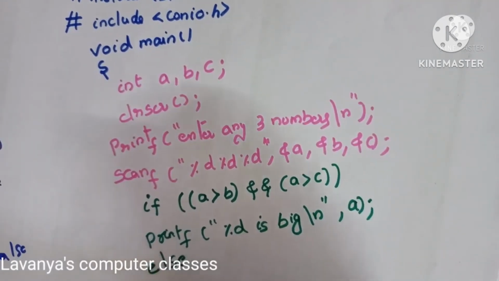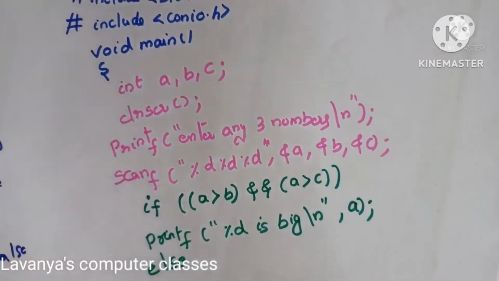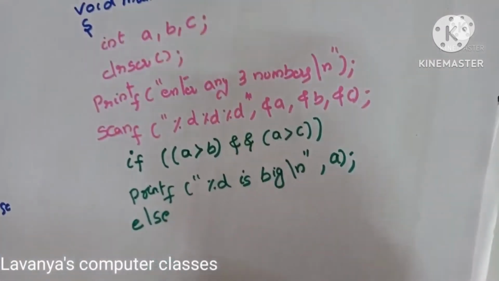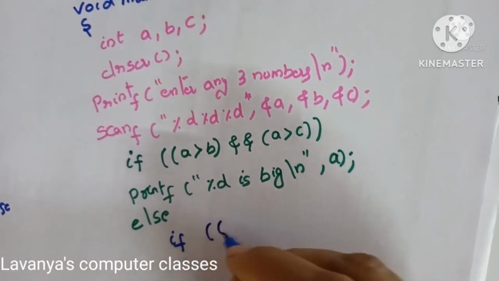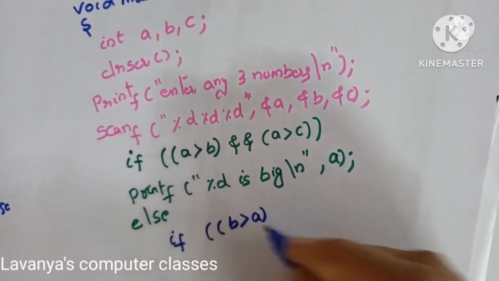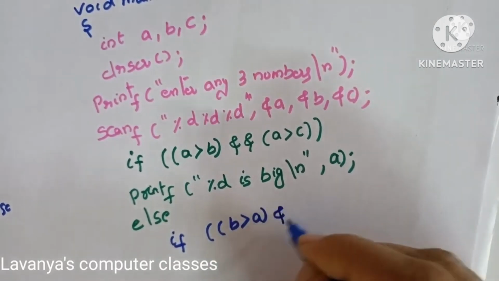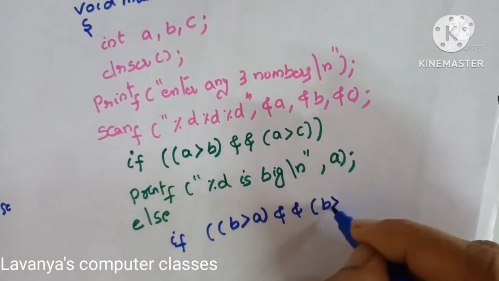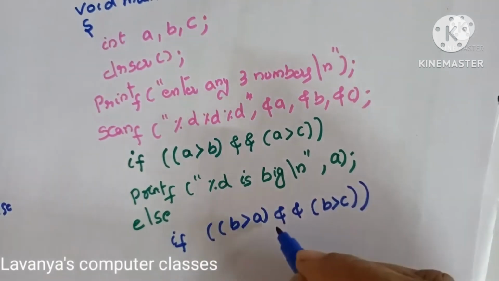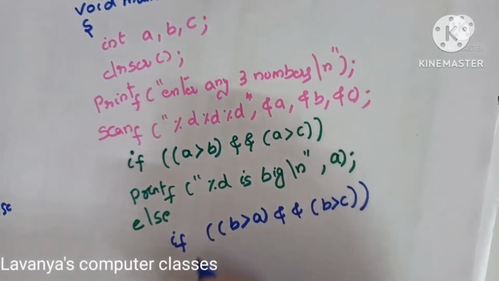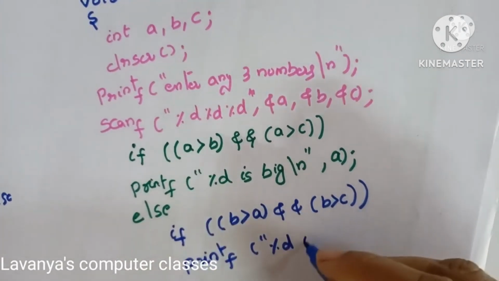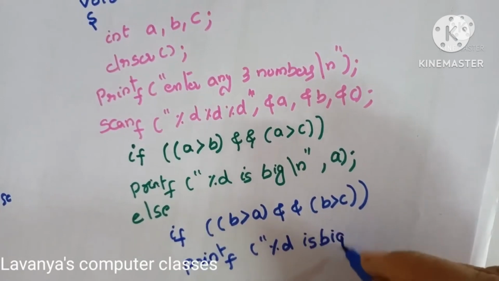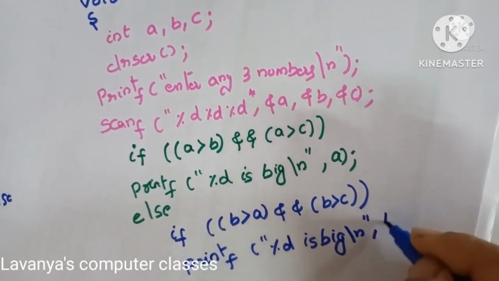Else, if a is not big, then we check one more condition. That's why it is called a nested if statement. Now we go for the second statement. If b is greater than a, and b greater than c, that means if b is big, then we keep printf: %d is big. That means which one is it? It is b.